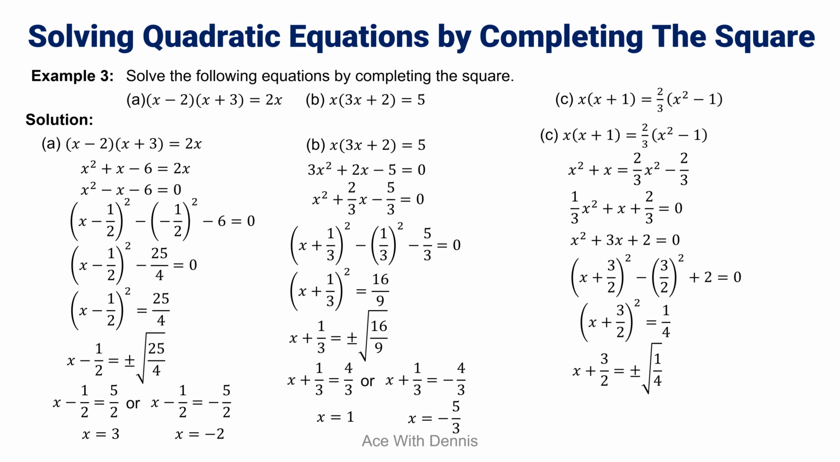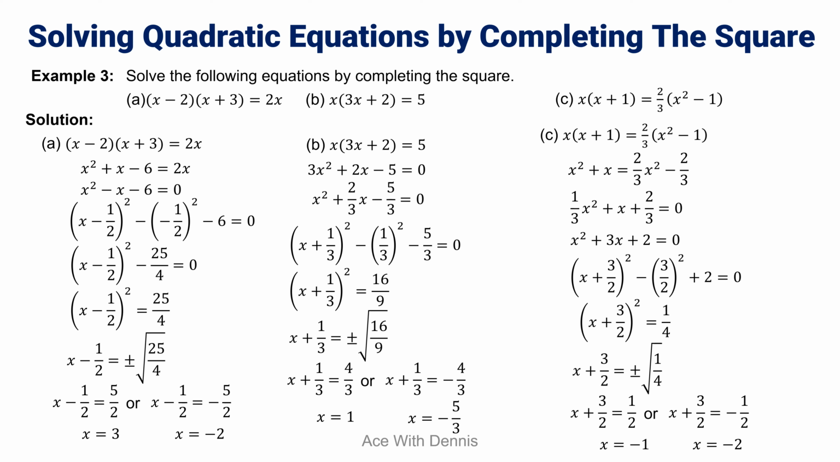So x plus 3 over 2 equals plus minus square root of 1 quarter, and we'll have two answers. X plus 3 over 2 equals half, or x plus 3 over 2 equals negative half. So solving these equations, I will get x equals negative 1, or x equals negative 2. So this will be the answer for C.